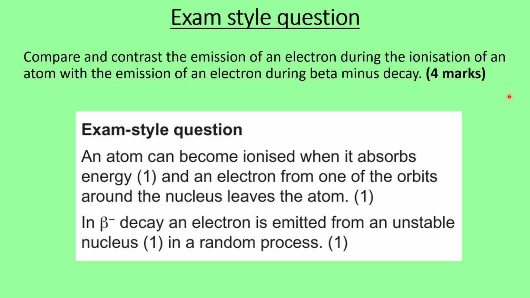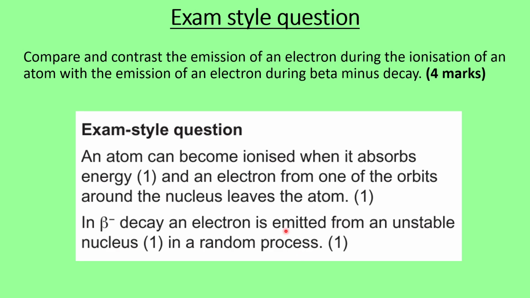Okay, so to answer this question, during ionization, the electron obviously comes from the electron shells rather than the nucleus. An atom becomes ionized when it absorbs energy, as you should know from earlier in the topic. An electron from one of its orbits leaves the atom. So it's not coming from the nucleus, it's coming from one of the orbits. In beta minus decay, however, the electron is emitted from an unstable nucleus, and as we know from all nuclear radiation, this is a random process. Okay, so if you got these 4 points, that was 4 marks.